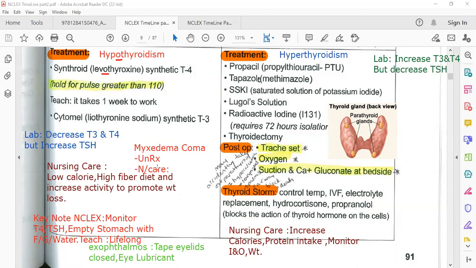So what are the nursing cares? We maintain the patient's airway, monitor the EKG, and also try to keep the patient warm. Also administer a large dose of levothyroxine. So what else? Let me explain the hyperthyroidism treatment options. If our patient has hyperthyroidism and you go for laboratory tests, we get increased T3, T4 but decreased TSH in primary hyperthyroidism.